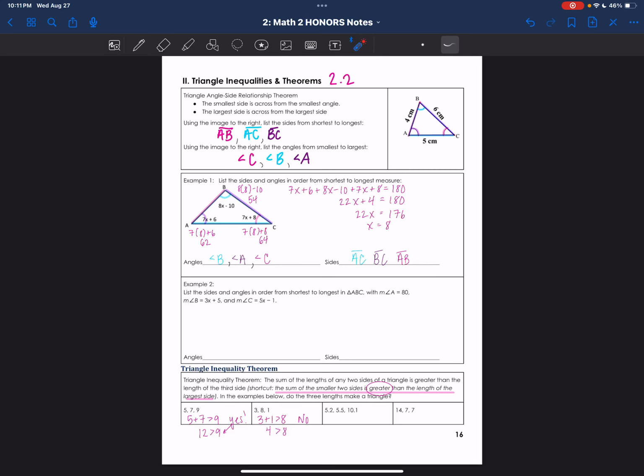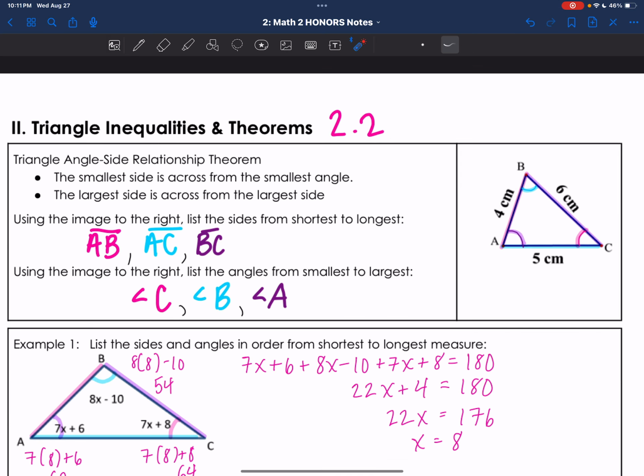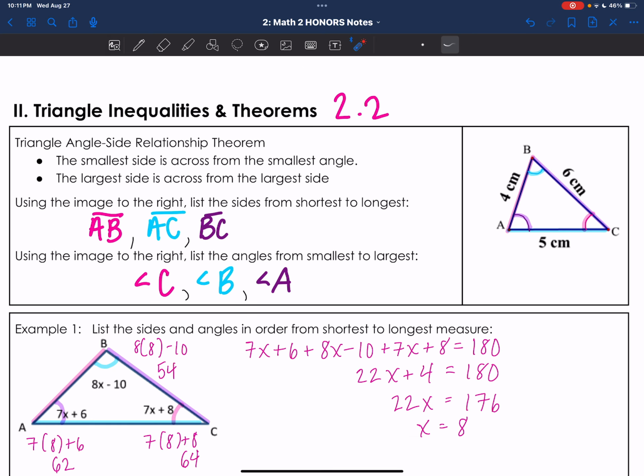All right, today we're going to be talking about our triangle inequalities and theorems. So let's get started here. This is important information to know.